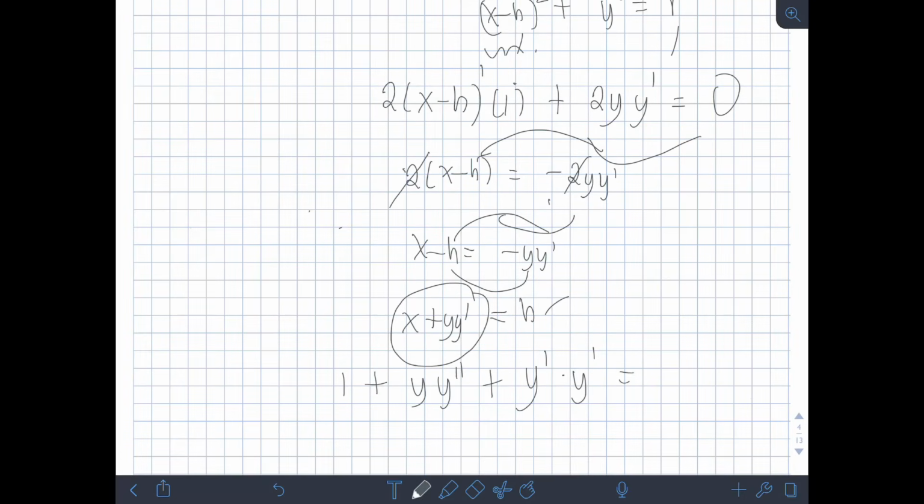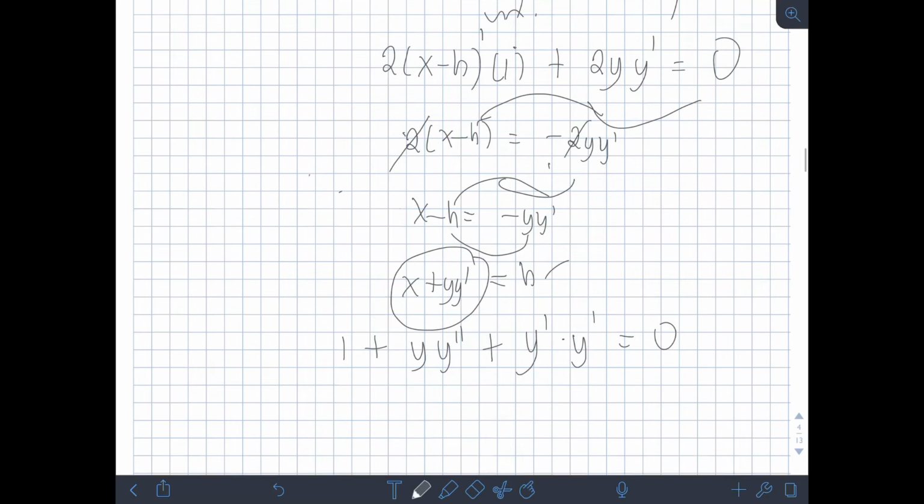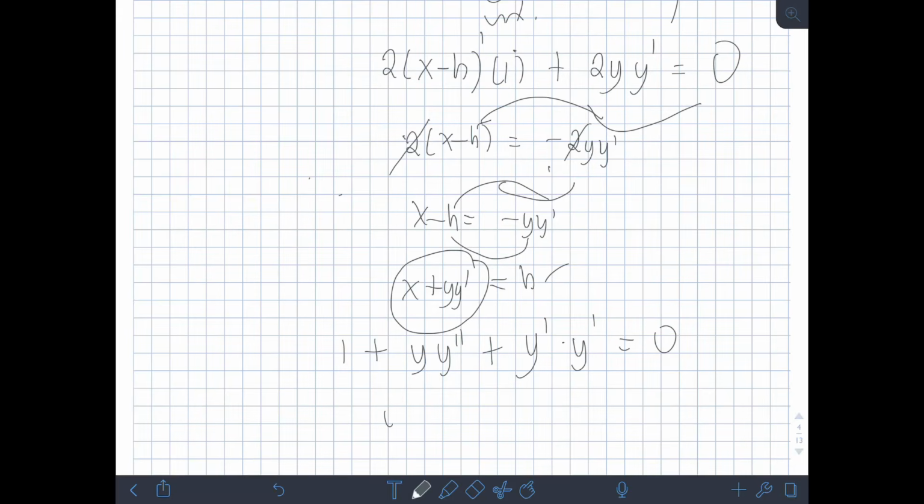Okay? Equals, the derivative of h is 0. So, therefore, we no longer have a variable or constant. We have eliminated the constant h. So, this is our final answer: y double prime plus, we can write this as y prime squared, and then plus 1 is equal to 0. So, therefore, this is the final answer. Okay?